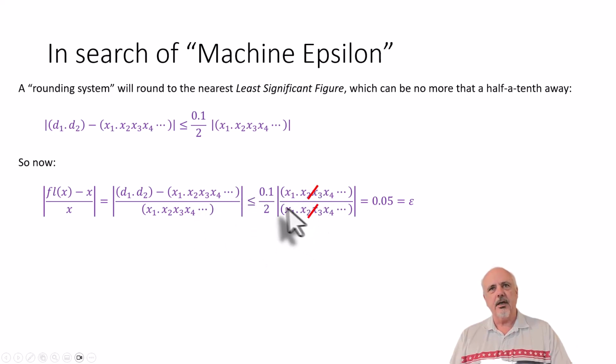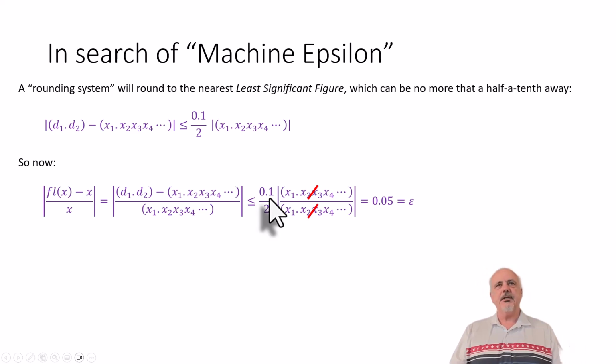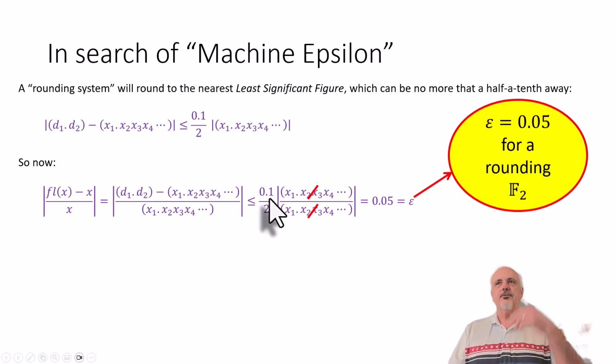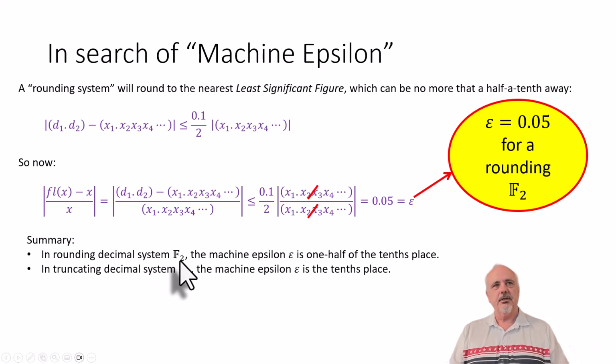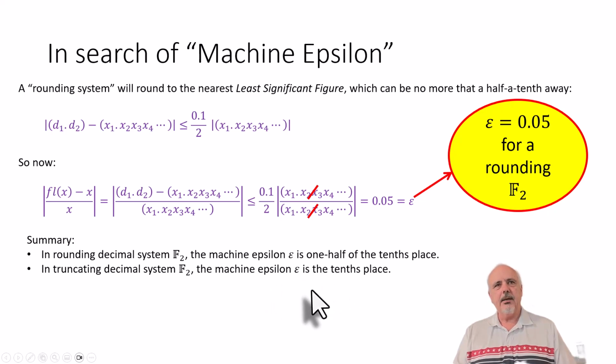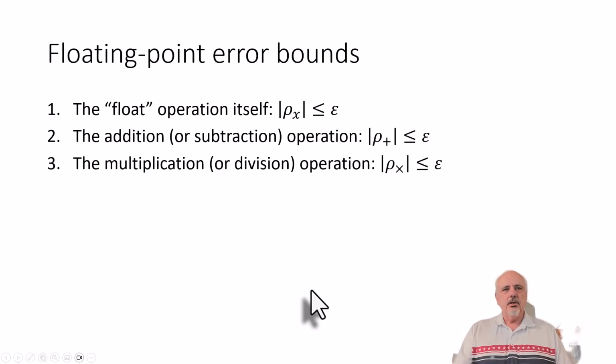So now the true values are going to cancel, and this is going to establish my machine epsilon. So it's going to be 0.05, or half of a tenth. That's what it is for a rounding two-digit floating point system. So if you have a rounding two-digit floating point system, the machine epsilon is one half of the 10th place. If you're going to do a truncating system, then the machine epsilon is the 10th place, equal to 0.1.